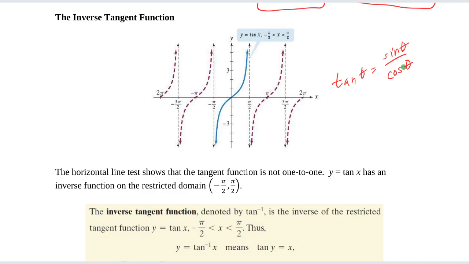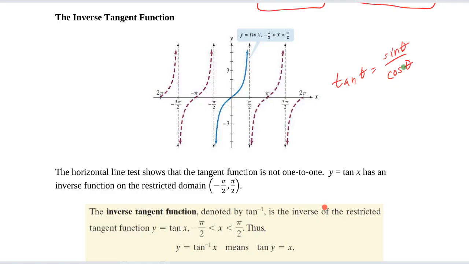So the restricted interval is from negative pi over 2 to positive pi over 2. Obviously not including the endpoints, unlike with sine and cosine, because as you can see here, we do have those vertical asymptotes. Within this interval, the tangent function now passes the horizontal line test and becomes one-to-one. This allows us to define the inverse tangent function.